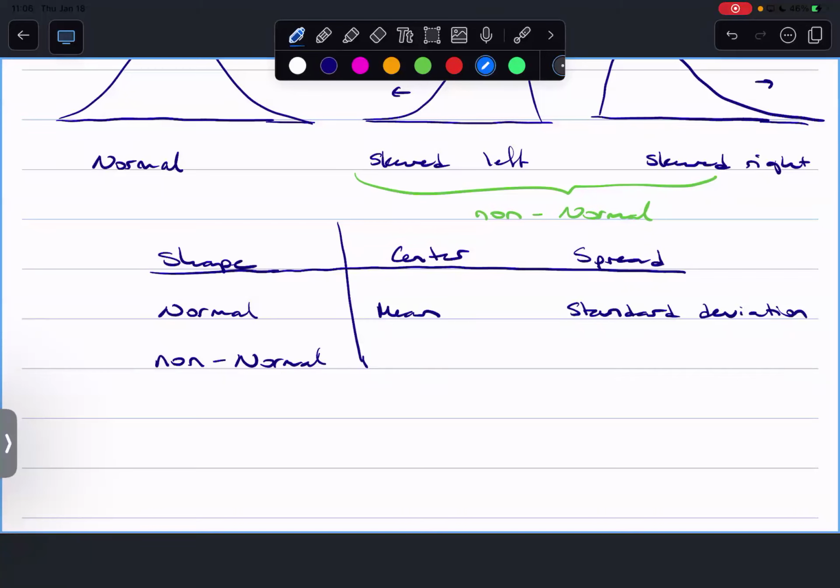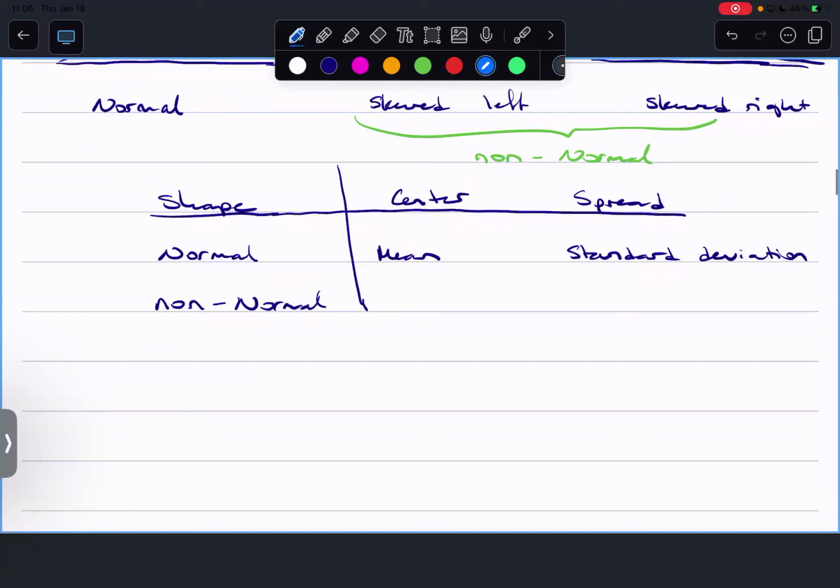If we're talking about the spread of a normal distribution, we're going to use the standard deviation. But for a non-normal distribution, we're going to use what's called the median. We're going to talk about how to find the median today. And for the spread, we're going to use the interquartile range. That doesn't mean anything right now, maybe, but it will later on. So again, accepting it as fact, okay?